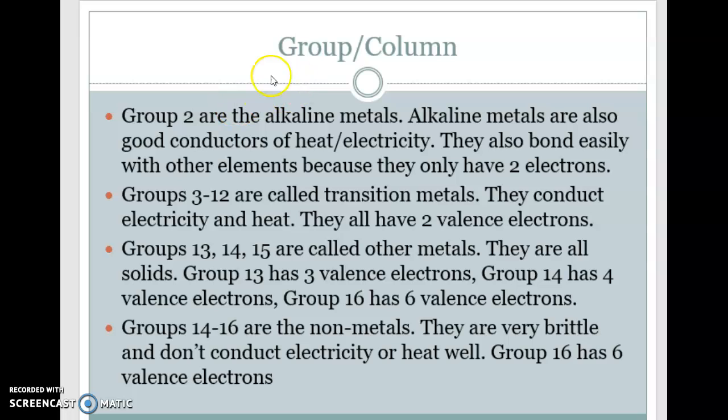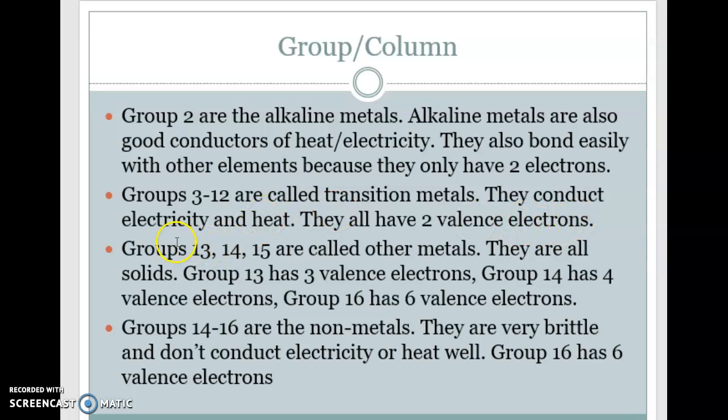Group 2 are your alkaline metals. They're also good conductors of heat and electricity. They bond easily because they only have 2 valence electrons, and so it's easy for them to give those 2 away and have their inner shell of 8 underneath full. Groups 3 through 12, again, those are your transition metals, and we are not going to really be looking at those.